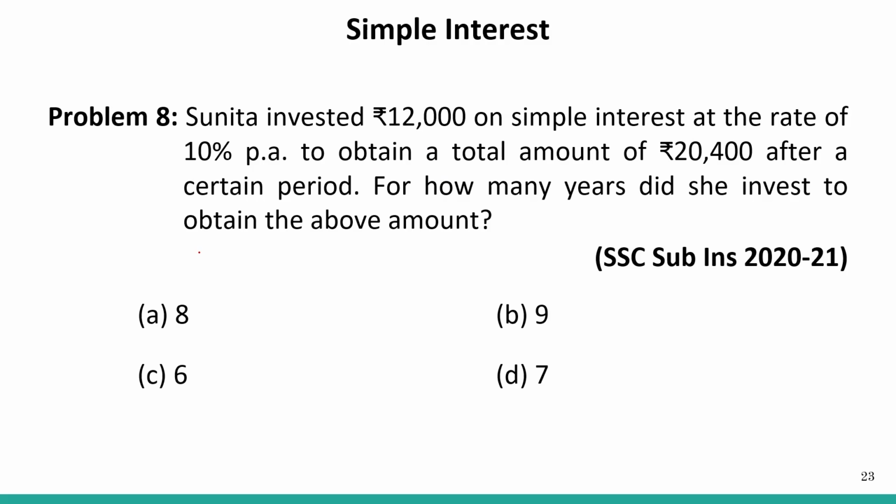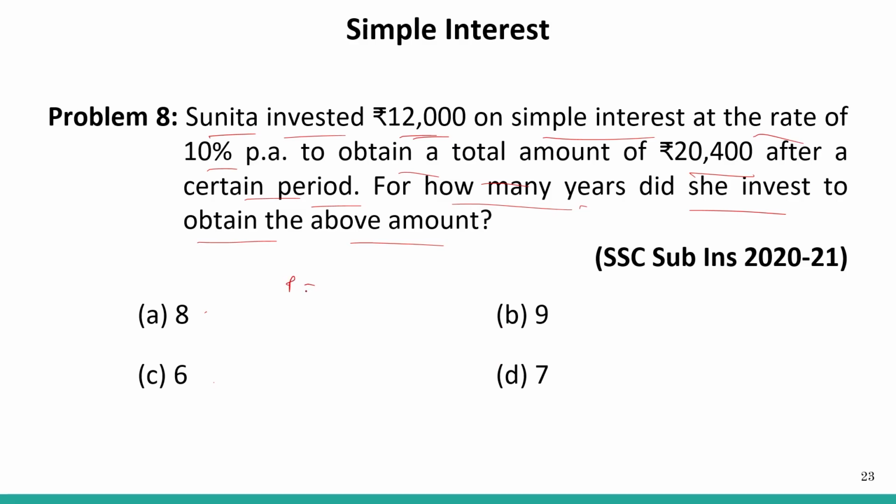Okay, so let's see problem number 8, right? Sunita invested 12,000 on simple interest at a rate of 10% per annum to obtain a total amount of 20,400 after a certain period. So for how many years did she invest to obtain the above amount? Is it 8 years, 9 years, 6 years, or 7 years?